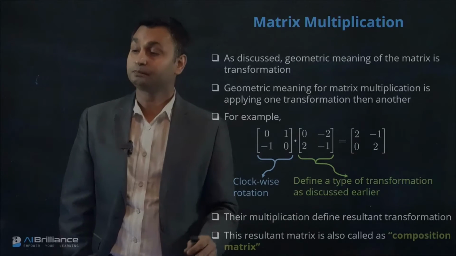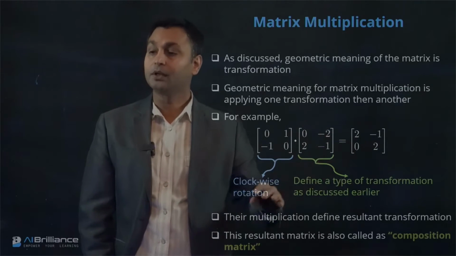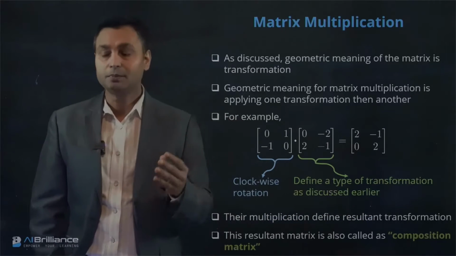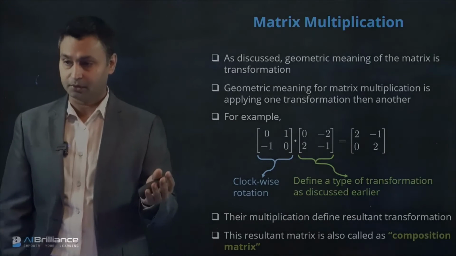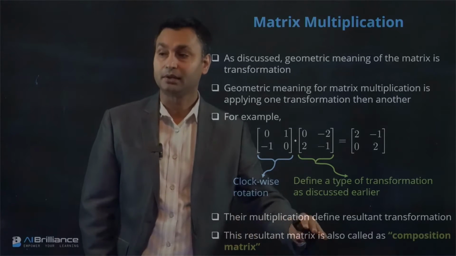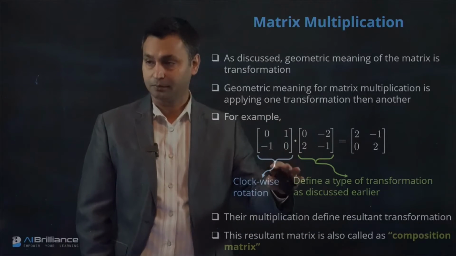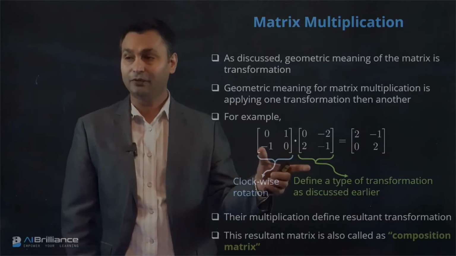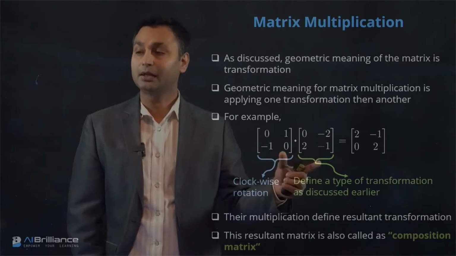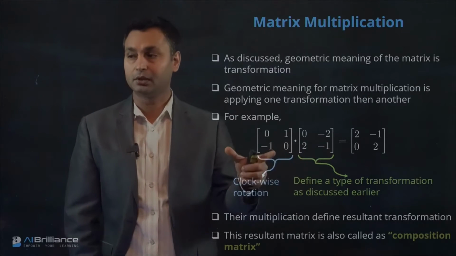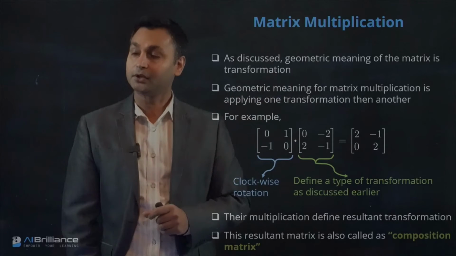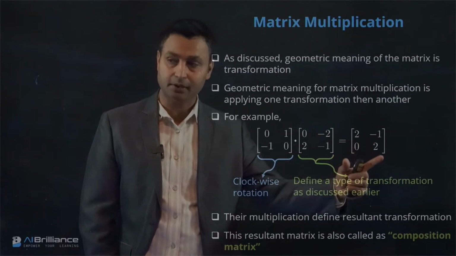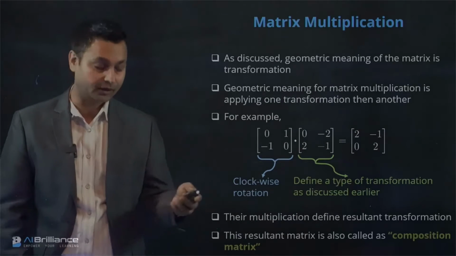So what do we get out of matrix multiplication? We get a resultant transformation which could be constituted of multiple different steps, multiple different transformations. The resultant matrix that we get by multiplying these individual matrices is called the composition matrix. The effect is that if you go through the individual multiplications in sequence, wherever the final vector arrives, if you take the initial vector and multiply it by this matrix, you will arrive at the same final vector.